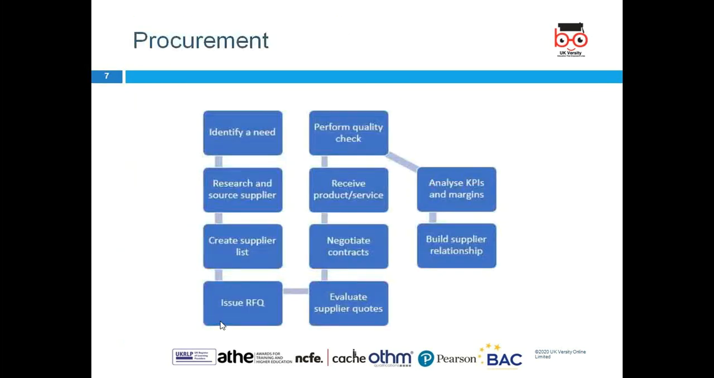We should develop and maintain the relationship with the suppliers. So in procurement: identify the needs, research and source suppliers, create the supplier list, perform the quality check, receive the product and servicing, negotiate the contract, evaluate the supplier, analyze the KPI and margin, and build the supplier relationship. Yes. So we look after their business, they can look after our business.